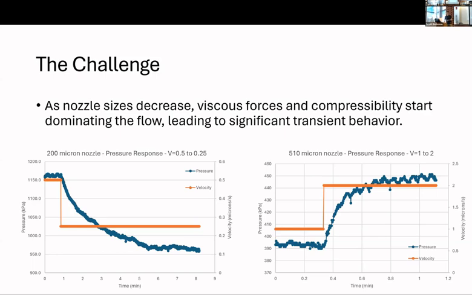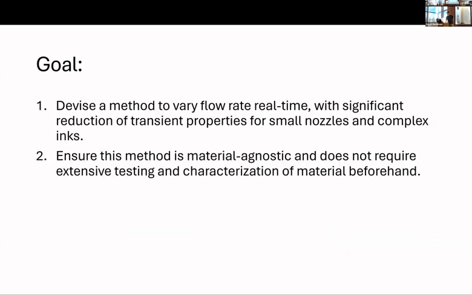But this trend also extrapolates fairly well to different nozzle sizes. So if you try to go smaller, this trend continues. And if you try to go to different velocity changes, different pressure levels, this trend also continues. So our goal is to devise a method to vary flow rate in real time with significant reduction of transient properties to small nozzles and complex inks, and to ensure that this method is material agnostic and does not require extensive testing and characterization of said materials beforehand.